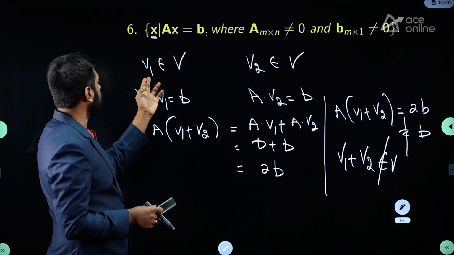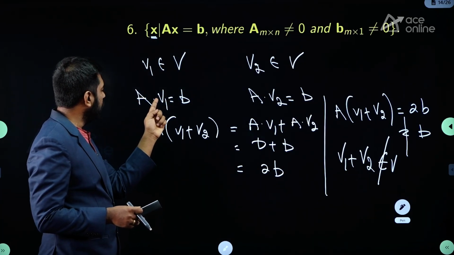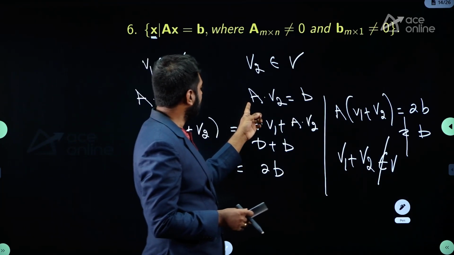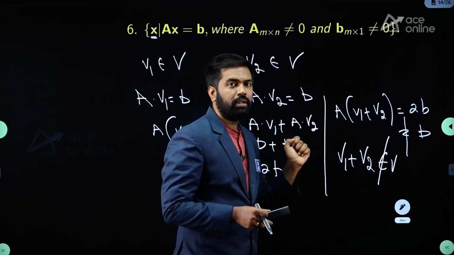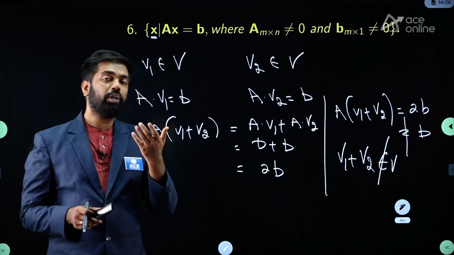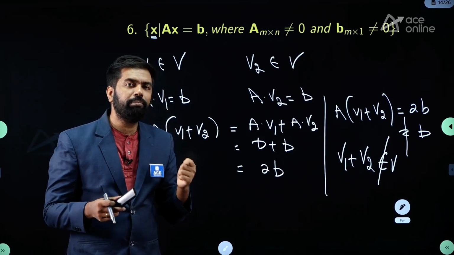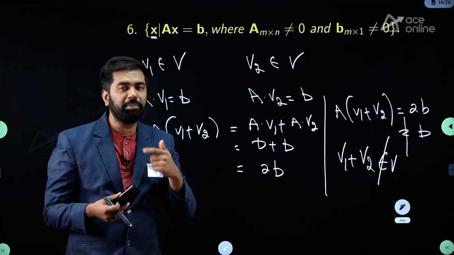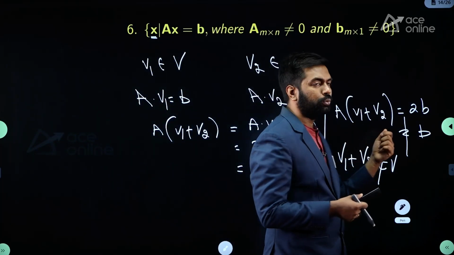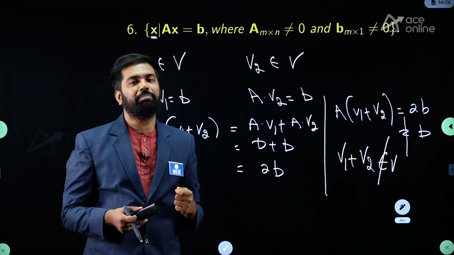So I have taken one solution from that set. What happens if I multiply A into V1? Obviously I get B. I have taken another solution. What happens if I multiply A with V2? Again I get B. Right? So clearly V1, V2 belong to V. Now according to the rules of a subspace or vector space, if V1 belongs to V, V2 also belongs to V, then V1 plus V2 should also belong to V. Meaning when I multiply A with V1 plus V2, I should again get B, but I am getting 2B. Therefore, it is not a subspace.